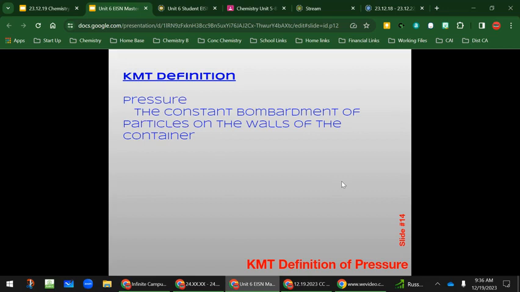All matter is made up of tiny particles, and those particles are constantly moving. Okay? So in terms of pressure, ladies and gentlemen, in terms of pressure for KMT, it is not the amount of force over an area. In terms of pressure, it is the constant bombardment of particles on the walls of a container. That is what causes pressure.